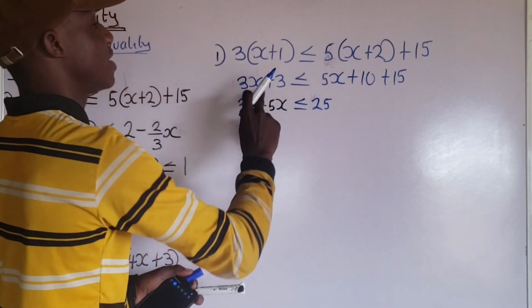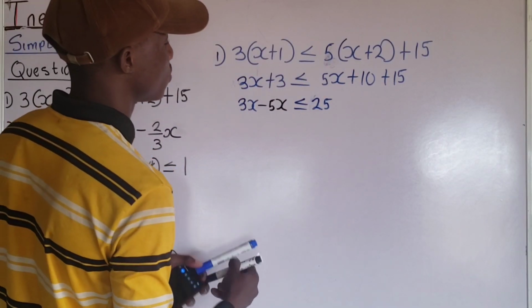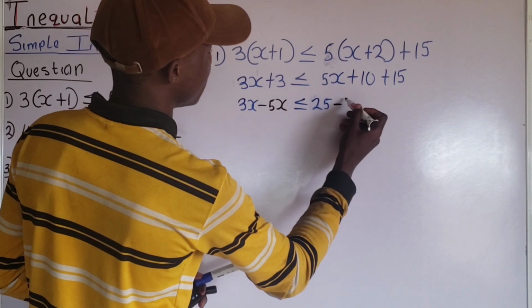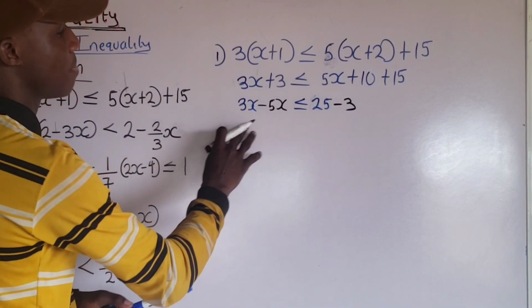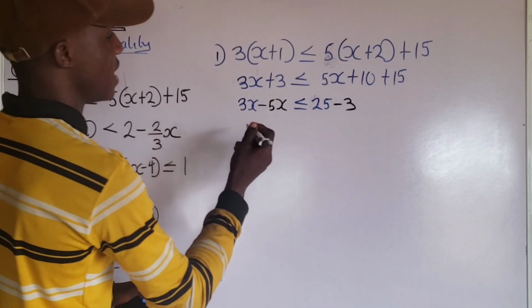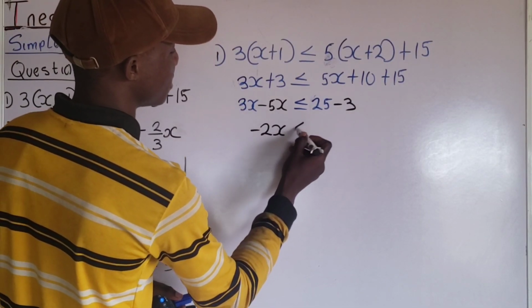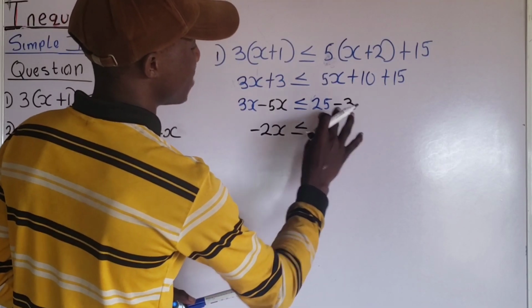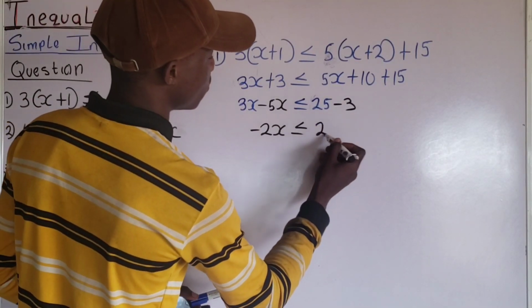Now, if this 3 crosses the equals to sign as well, to the other side of the equation, it is going to change to negative. So I'm going to have negative 3. Okay. Now, 3x minus 5x, that is negative 2x. So I'm going to have negative 2x is less than or equal to 25 minus 3, that is 22. So I'm going to have 22 here.